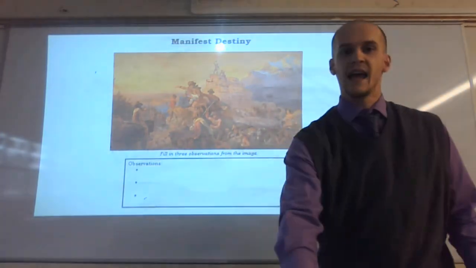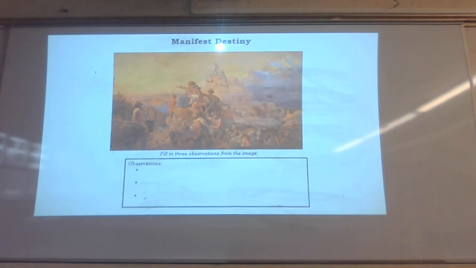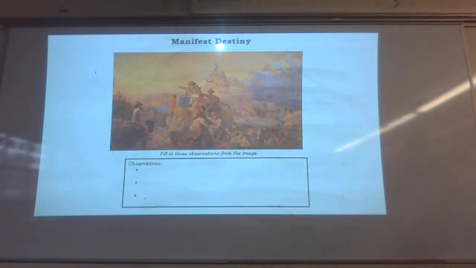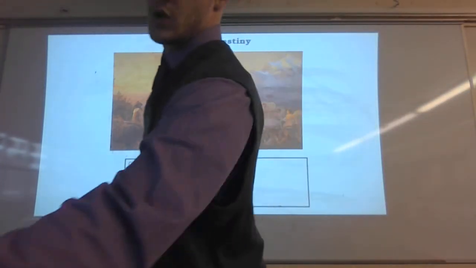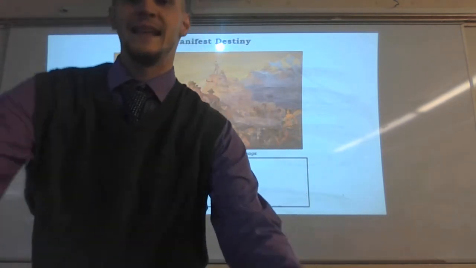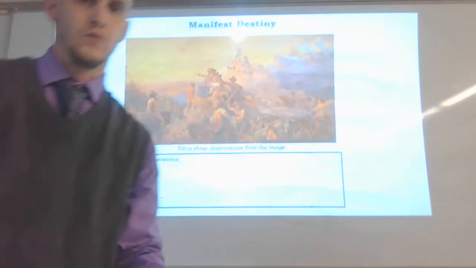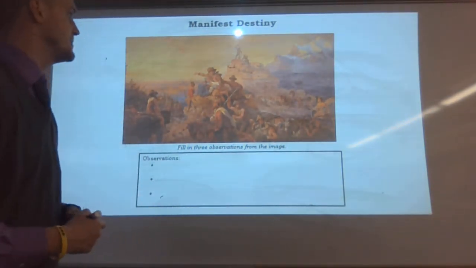So what we need to look at and understand is this picture here. What's important about this picture is that pictures like this were used to explain why manifest destiny was necessary and why it was needed. I'm going to move up a little so you can see. There are three observations that need to be made from this image.